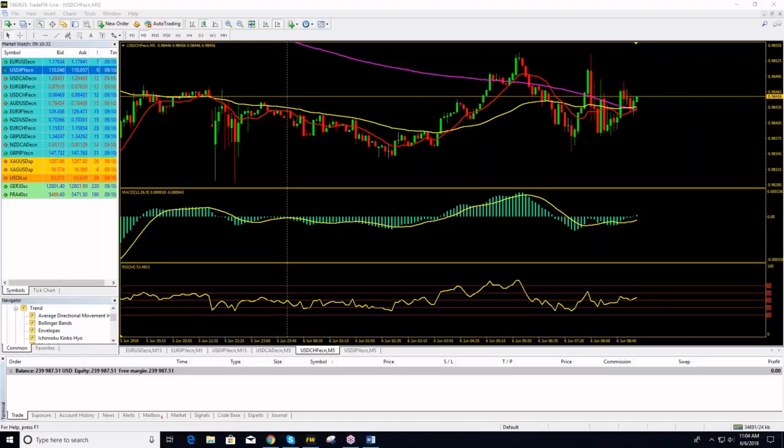So we are monitoring now dollar CHF. As I said, we are expecting to enter a long position on dollar CHF as soon as MA10 crosses above MA50 and 200. So we are waiting for a few more minutes for a long position, I repeat, on USD CHF.